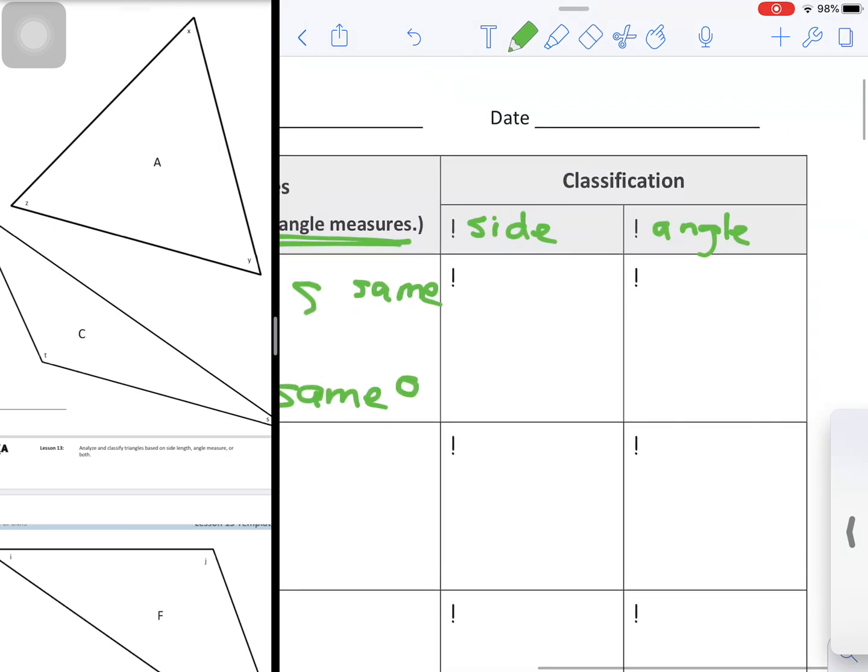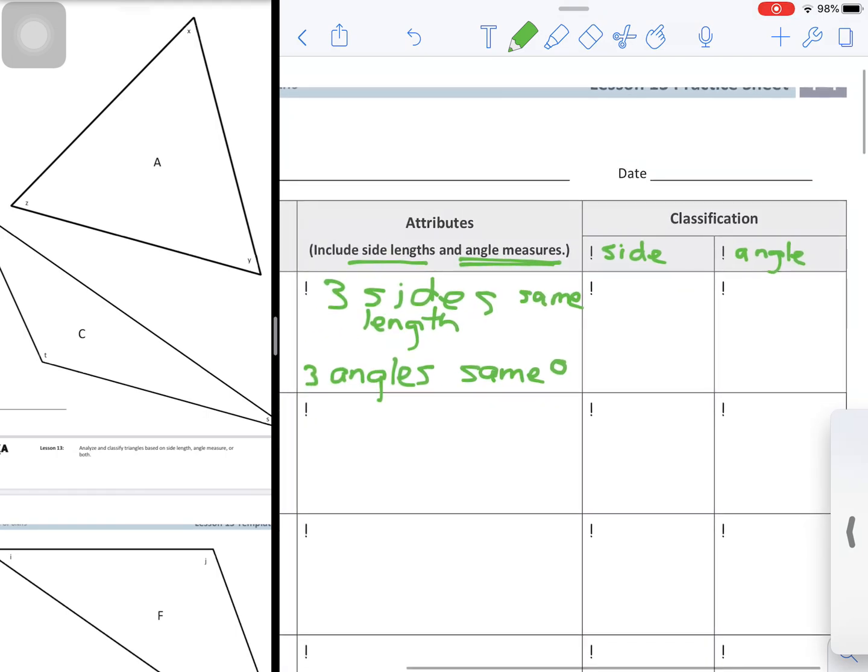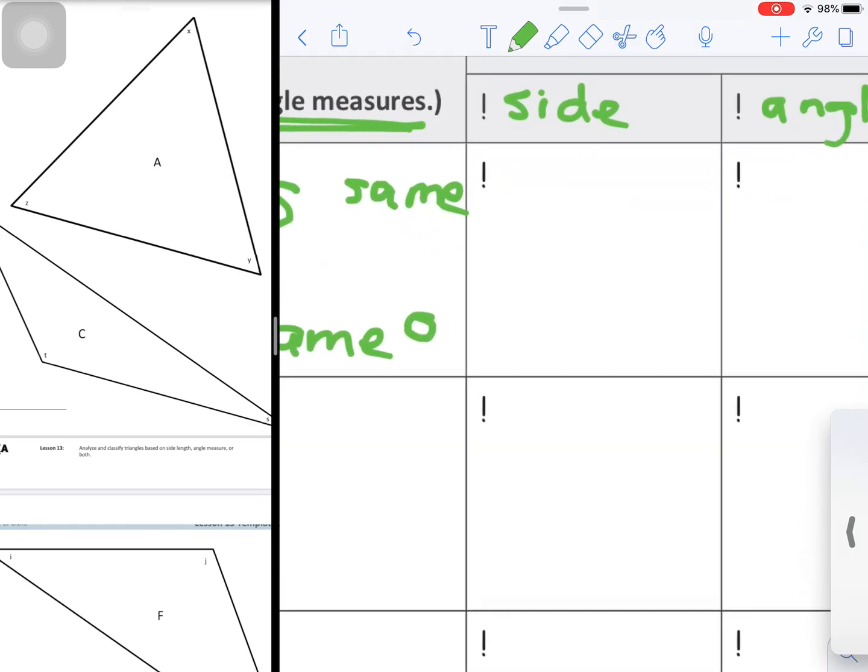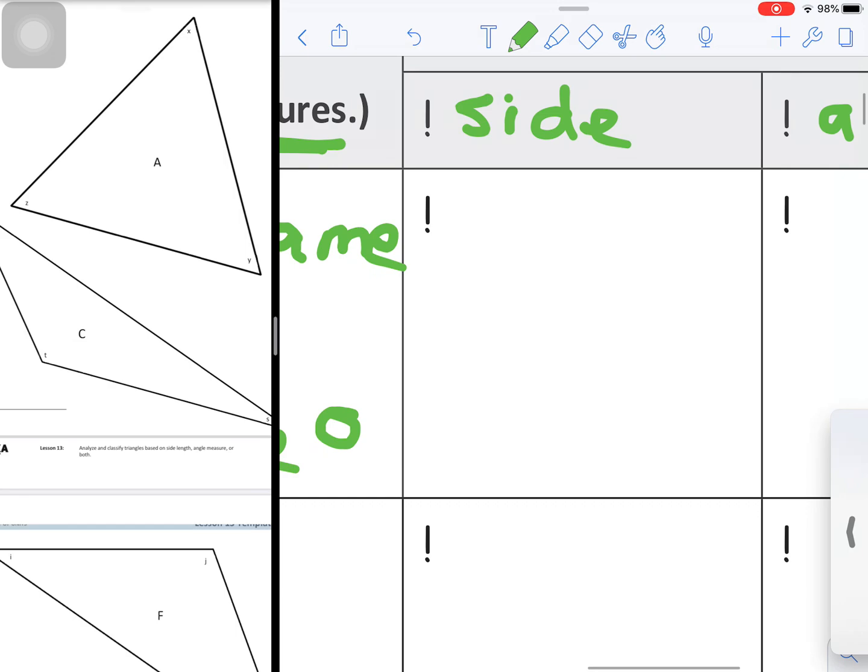All right, so when we look at the 3 sides being the same length and all 3 angles being the same, we have what's called an equilateral triangle. So write that in your box.